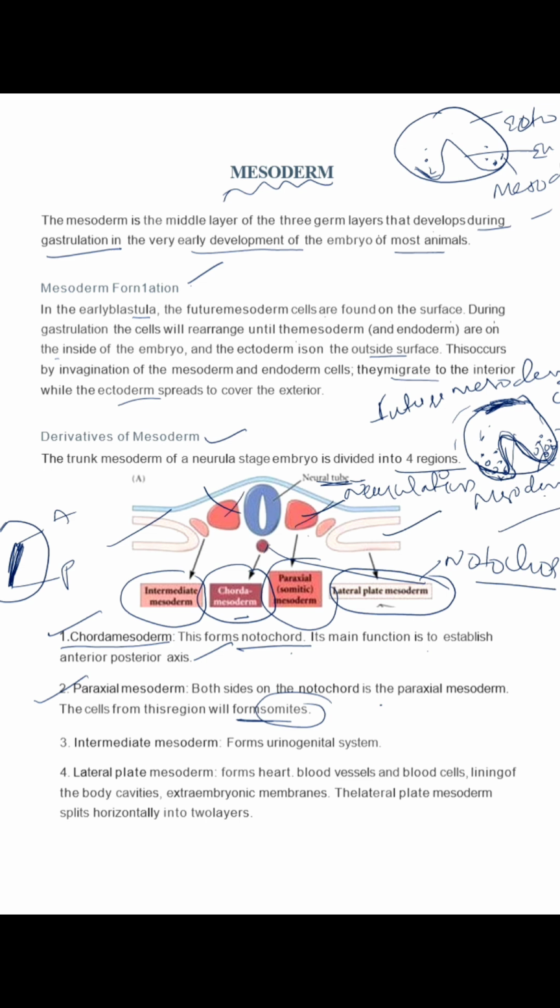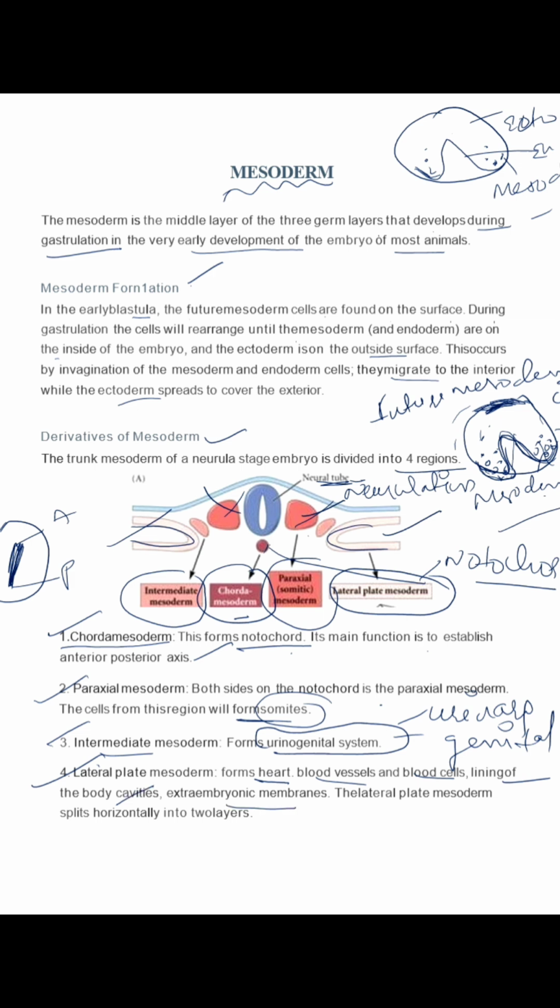Now the intermediate mesoderm, which is again on both sides of the paraxial mesoderm, will form the urogenital system, both the urinary and the genital system. Now the lateral plate mesoderm, these structures here. What does it form? It forms the heart, blood vessels, blood cells, the lining of the body cavities, and the extraembryonic membranes.